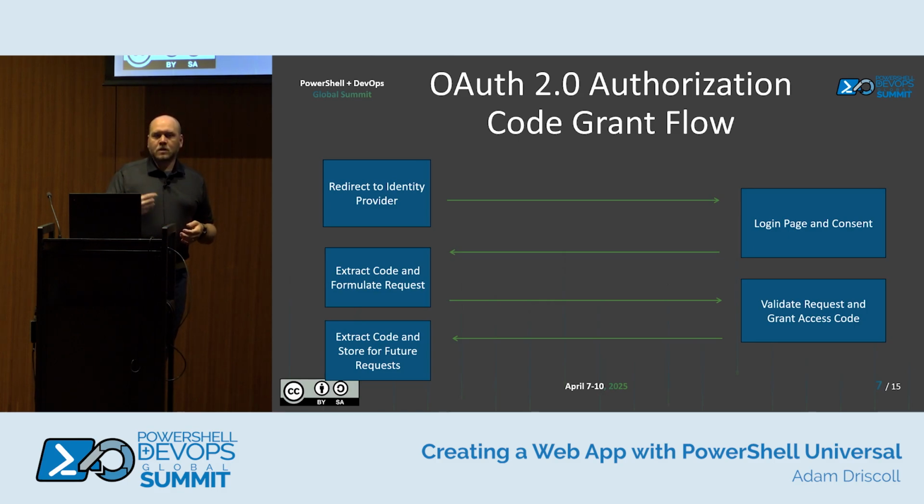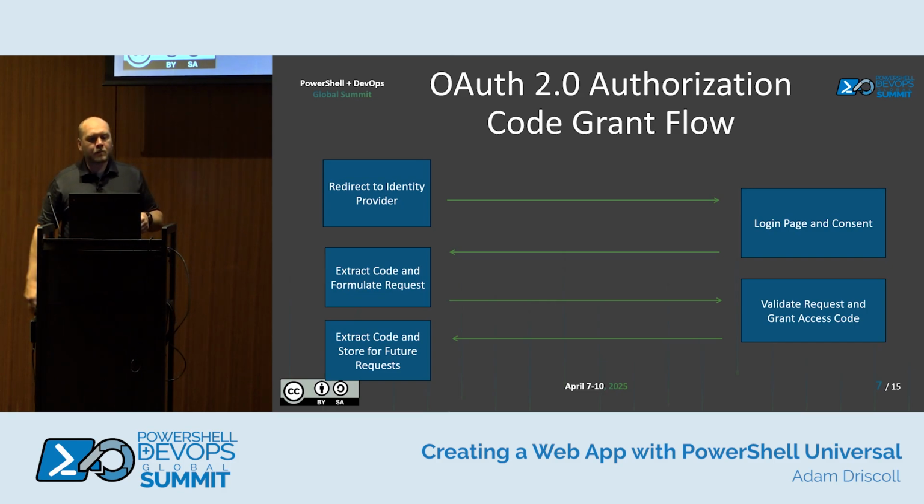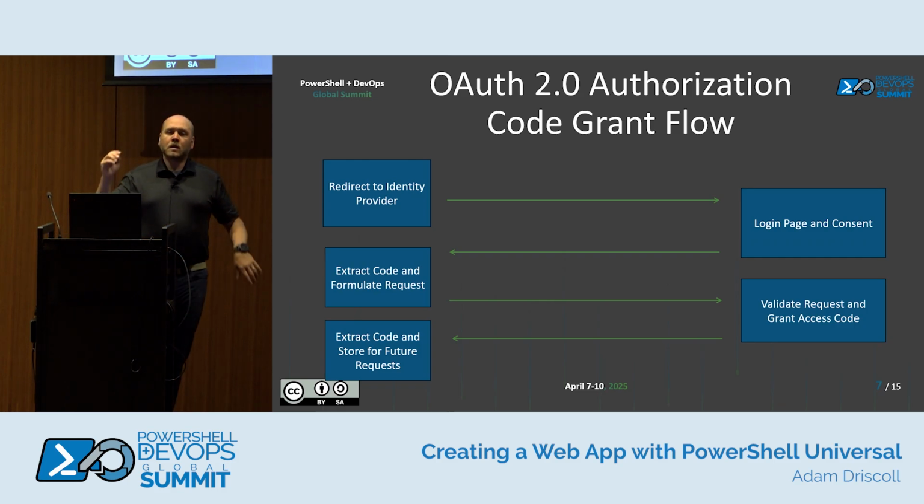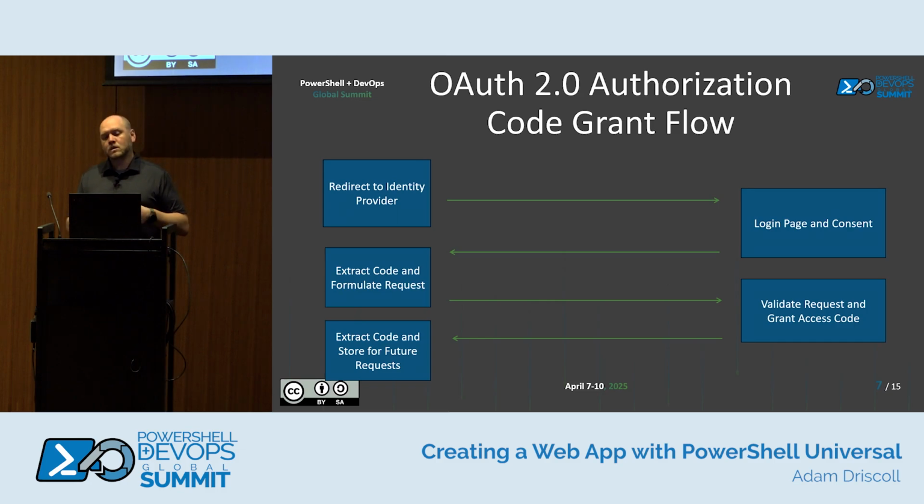So once we have the code, we'll formulate that request, send it back into Entra ID, and then it will validate the request we make, and if everything's all good, it will grant us an access code or token that we can then use with the Graph module. That will then be sent back to PowerShell Universal, which we can then store locally and then use for our future requests. So, real easy.